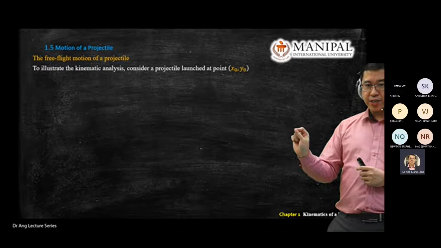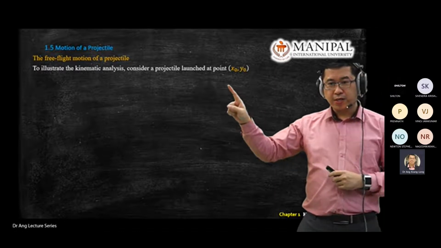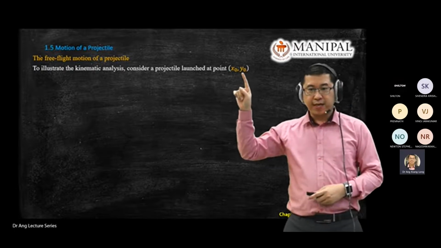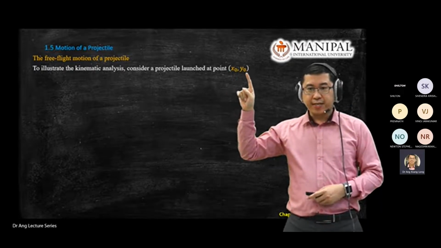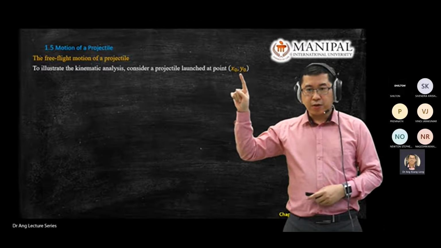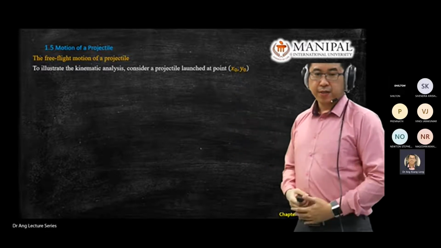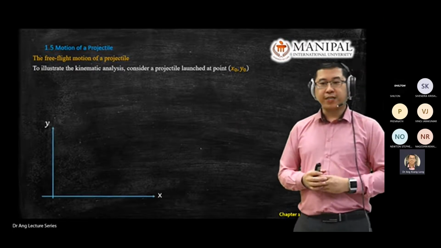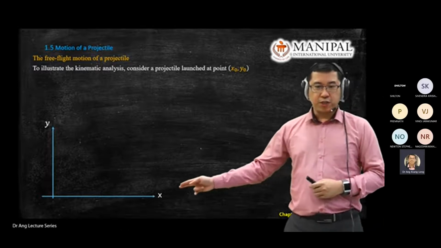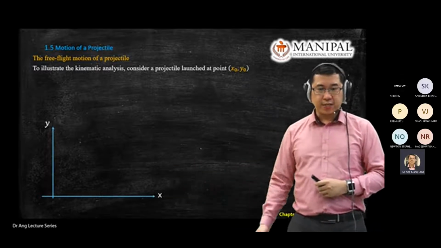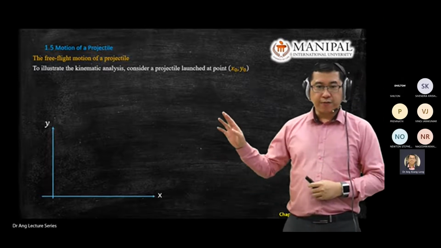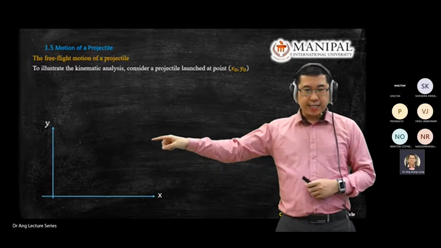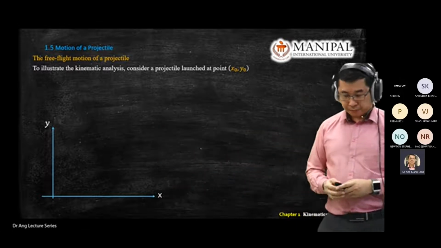So the projection point, the starting point, we will use 0 to represent our initial point, and we'll use Cartesian plane x sub 0, y sub 0, or x naught, y naught. So for motion of projectile, we always start with a chart, y-axis, x-axis, to analyze the motion of a free flight.